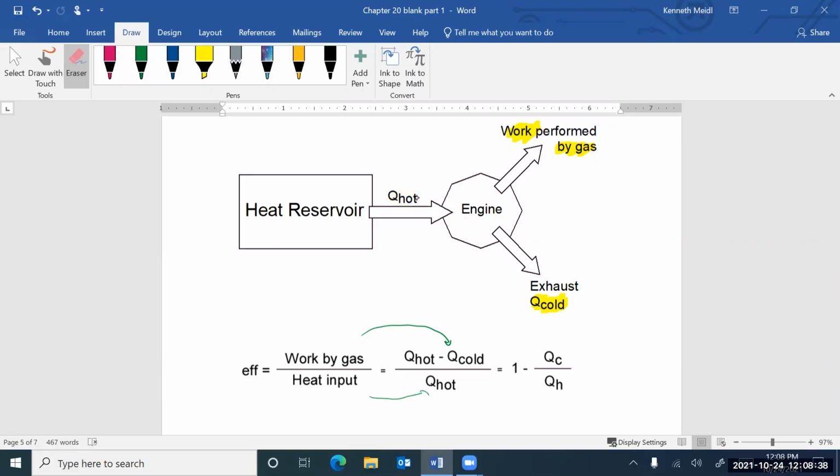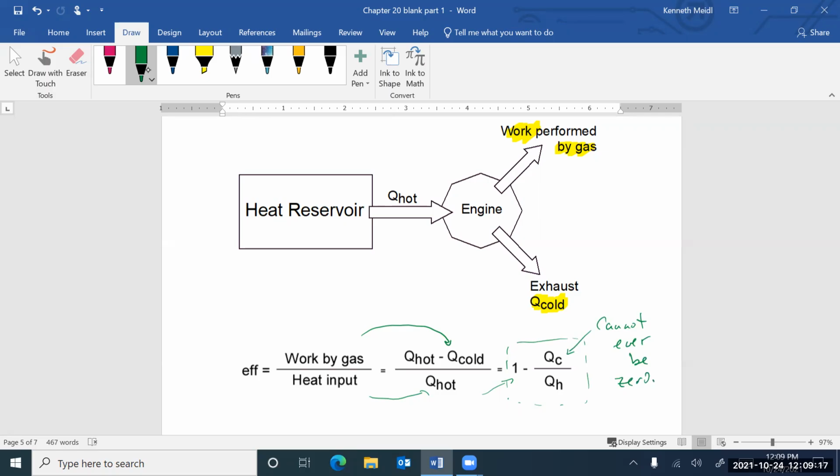Now if you get Q hot divided by Q hot, that's just a 1. And so this ratio starts off at 1, but then you subtract off Q cold divided by Q hot. And the second law of thermodynamics says that Q cold cannot ever be 0. So you can't have a 100% efficient machine.